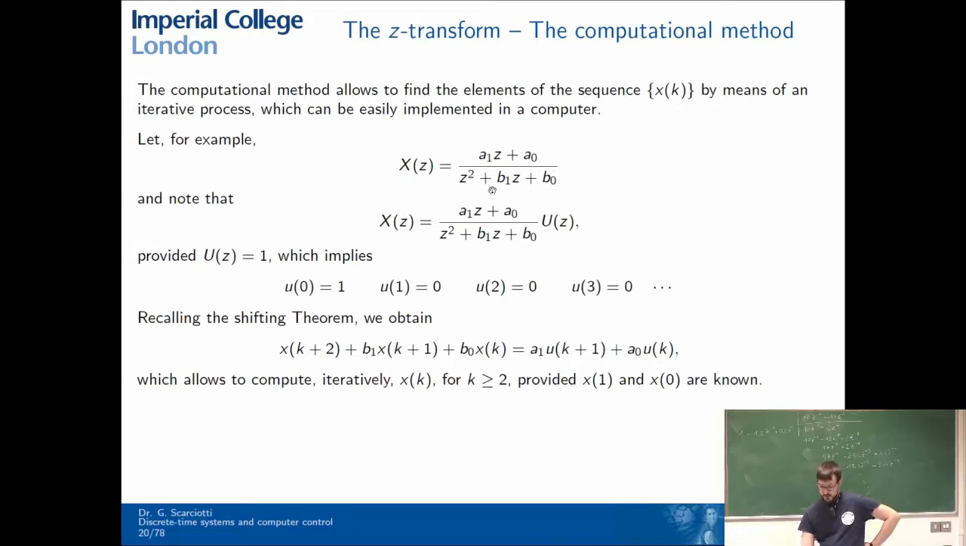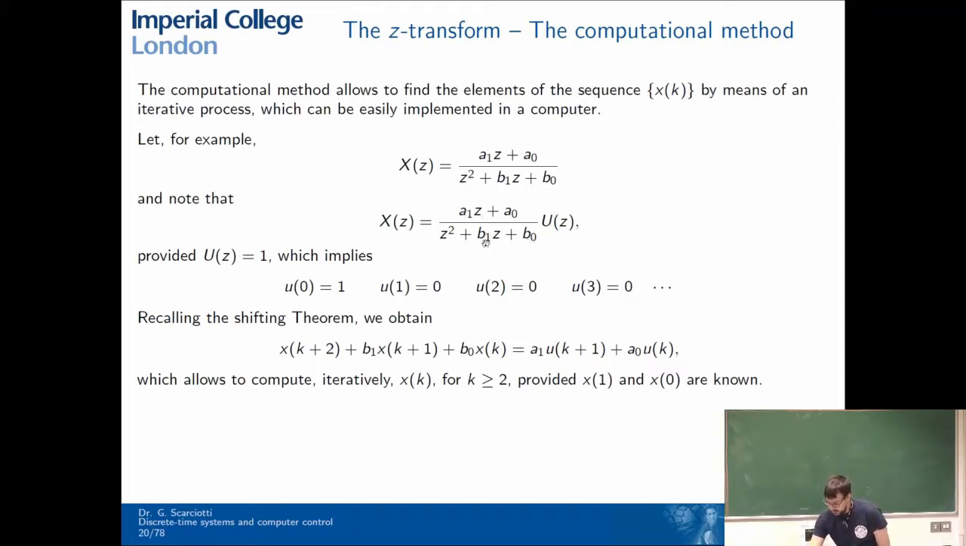We have this function, and the first thing that we do is to note that we can write this function as the same multiplied by U of z, where U of z is equal to 1. This implies that the sequence producing U of z is given by this expression. This is obvious because the z-transform of this sequence is equal to just the first term, and so U of z is equal to 1, because then you multiply 0 by a power of z, and you always get 0.